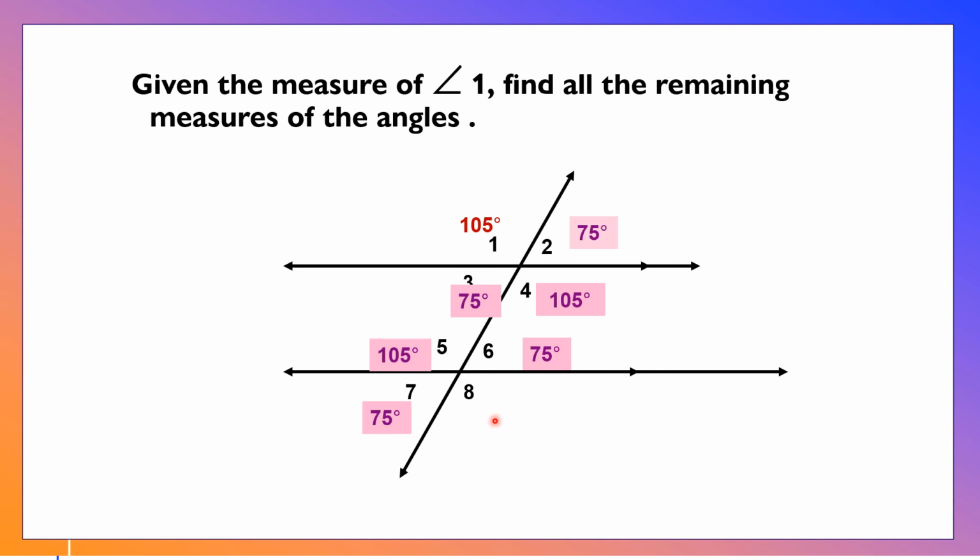Then the measure of angle 8 is also equal to 105 degrees. Bakit 105 degrees? Again, si angle 5 at si angle 8 ay vertical angles. Or, pwede rin natin sabihin na si angle 4 at saka si angle 8 are corresponding. Pag sinabing corresponding angles sila, that means they are congruent.